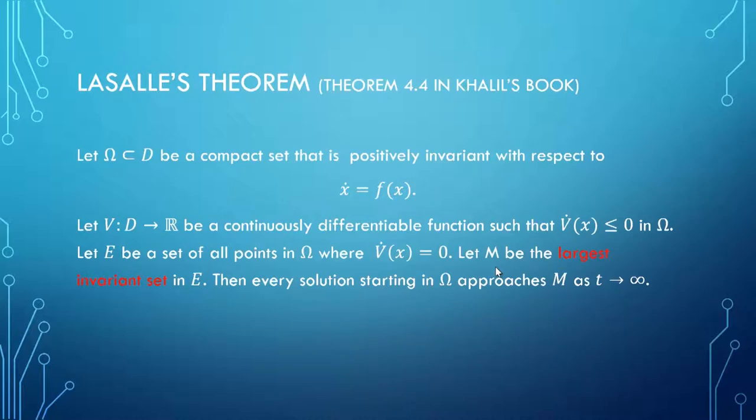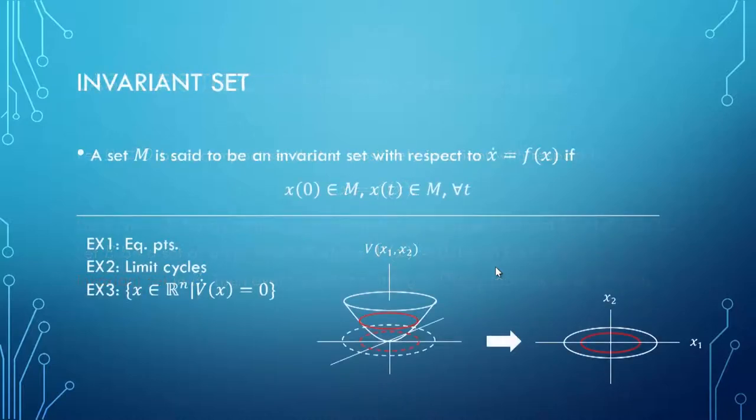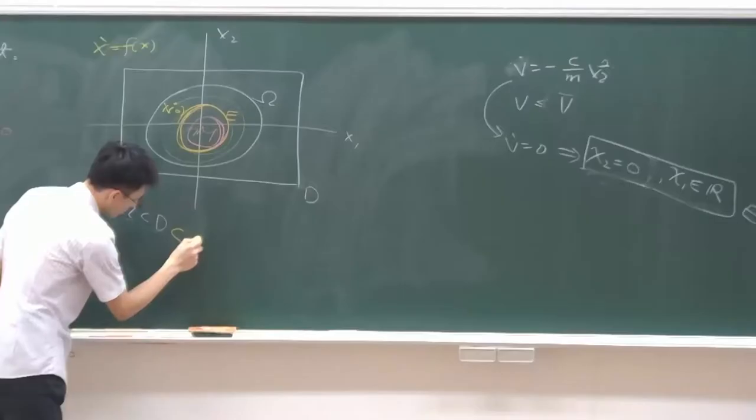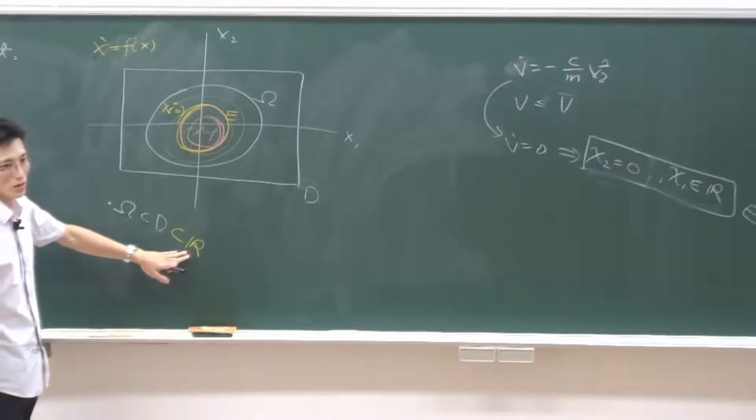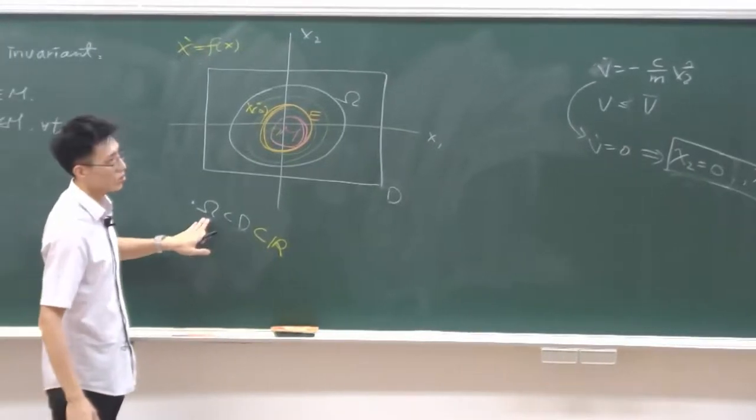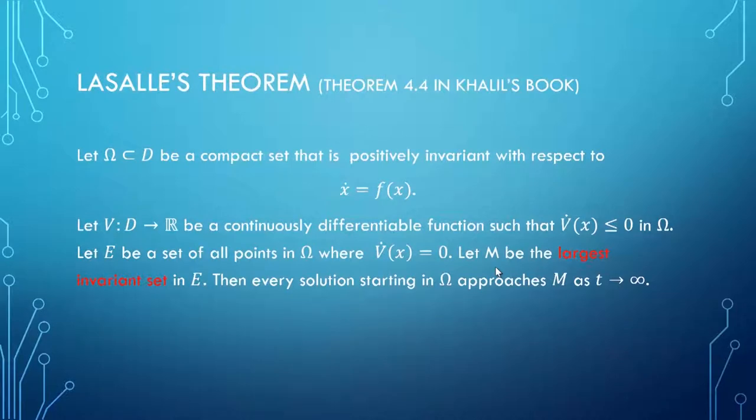Omega belongs to D. D could be R, so this is the largest set, any real number. Omega has to be compact. Compact means it cannot be infinitely large. Understand? Omega is in D. So just some definitions.